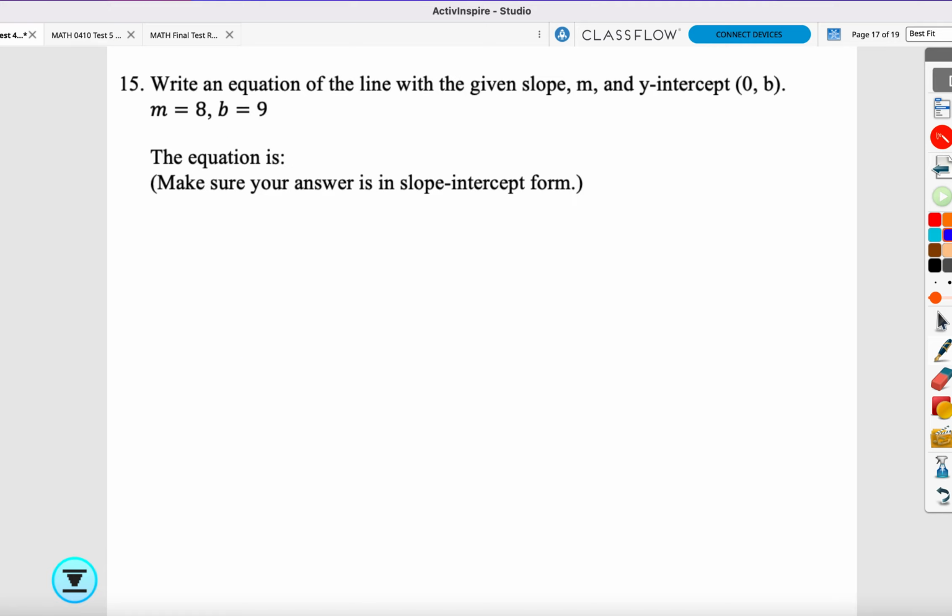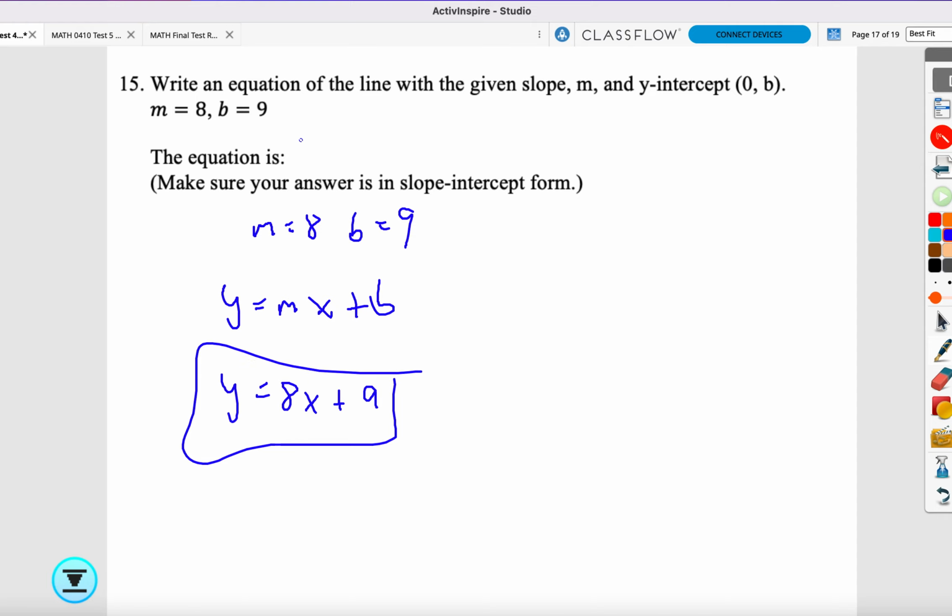Write an equation of the line given the slope m and y-intercept b, m equals 8, b equals 9. So remember, the equation is y equals mx plus b. Here they gave us that m equals 8 and b equals 9, so let's plug that in. So then we get y equals 8x plus 9, and we are done. Do not overthink the equation. You just plug it in and produce what it is.